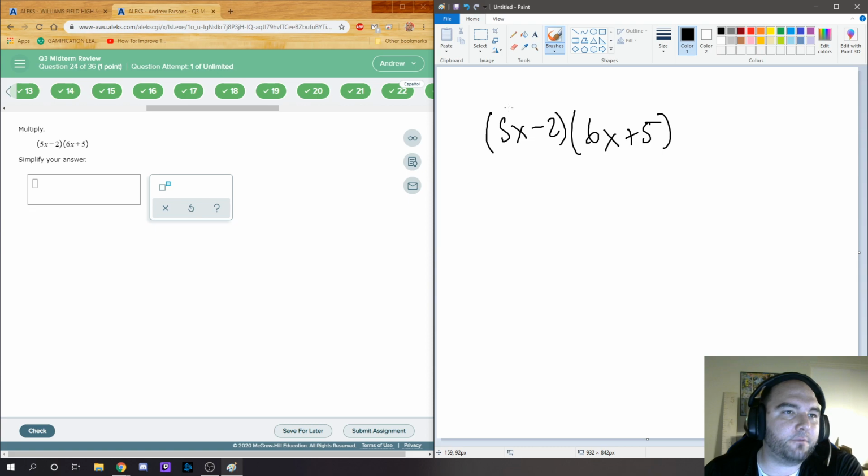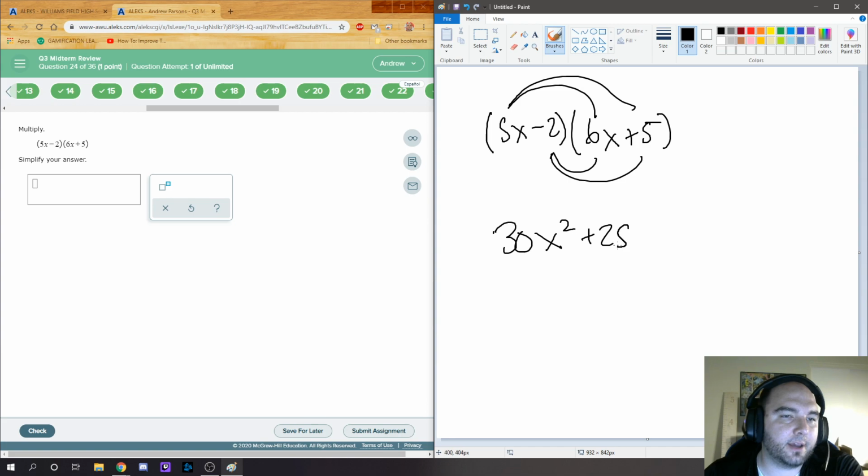All right, another one. I'll foil on this one. So arrows, arrows, arrows, arrows. So 5 times 6 is 30x squared, because x times x, don't forget that. 5x times 5 is 25x. Negative 2 times 6 is negative 12x. Negative 2 times 5 is negative 10. So your final result will be 30x squared plus 13x minus 10.